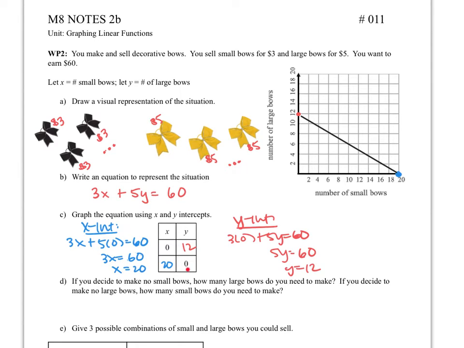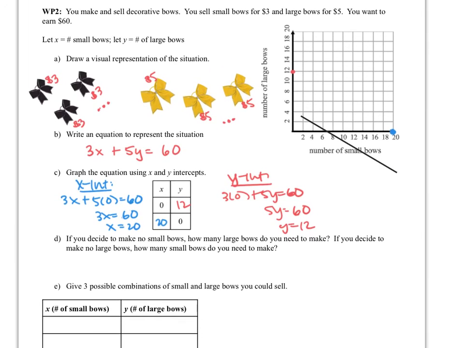So for my x-intercept, that means I change y to 0, and then I solve for x to get 20. For my y-intercept, I change x to 0. I solved for y to get 12. Remember, when you connect these, you don't want to extend into the negative quadrants because you can't have negative bows.